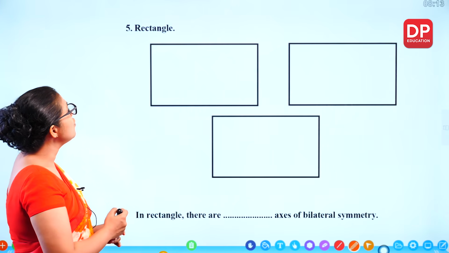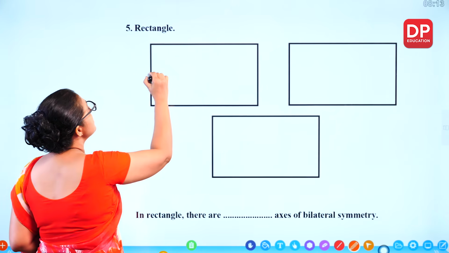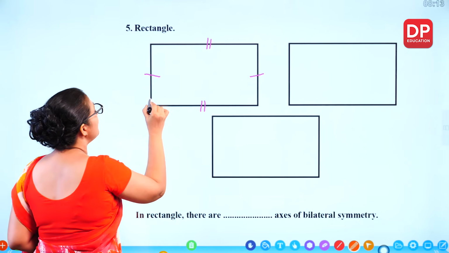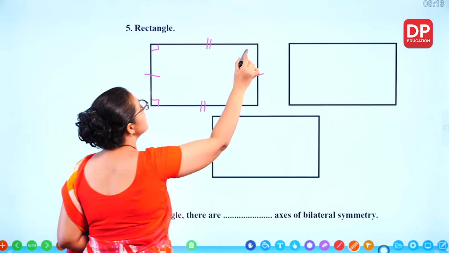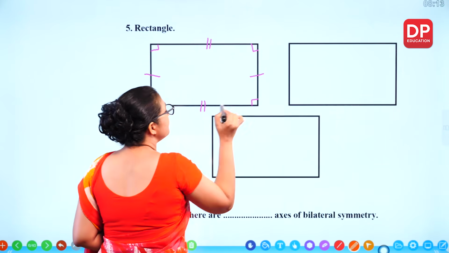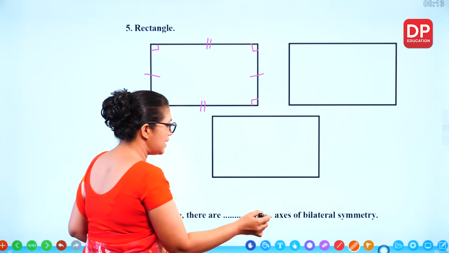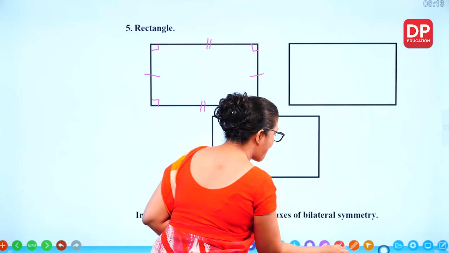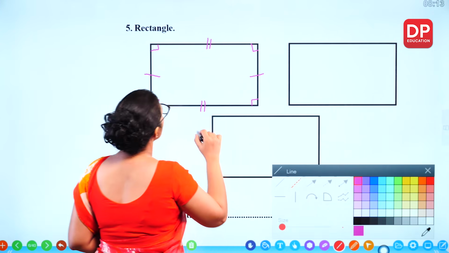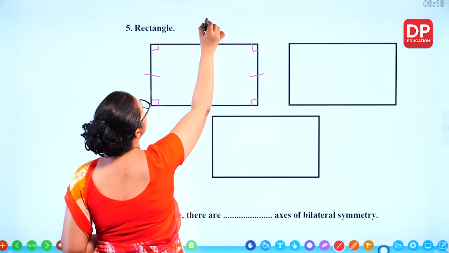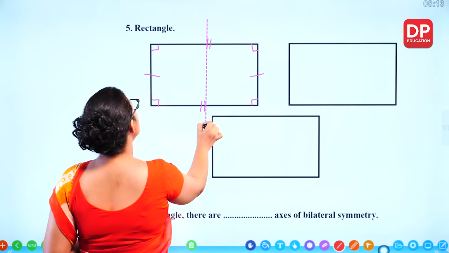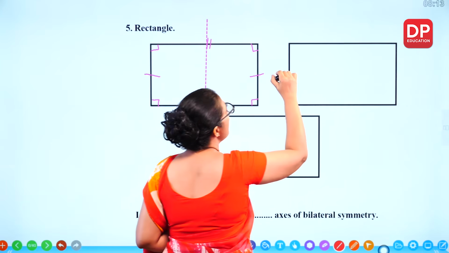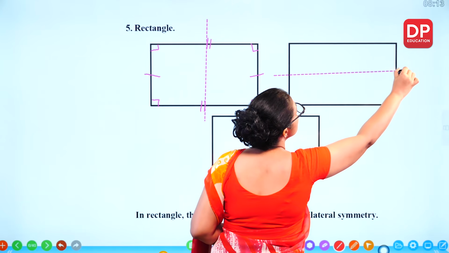Rectangle. When you take a rectangle, opposite sides are equal. And these all are 90-degree angles. So how many axes of symmetry are there? I can draw a line along here. So it divides into 2 equal parts. Also, I can divide this along this way.